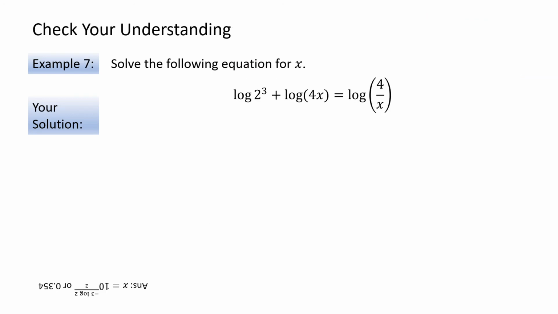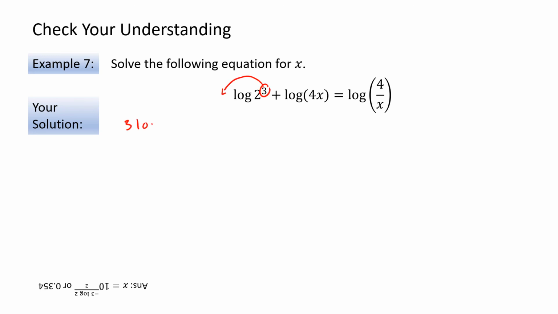Our second example, solve the following equation for x. Log of 2 to the exponent 3 plus the log of 4x is equal to the log of 4 divided by x. So we've got two functions in here with x. So it takes a few additional steps. First, I'm going to simplify it by expanding all these out. If we do that, I'm going to start by moving the exponent outside.